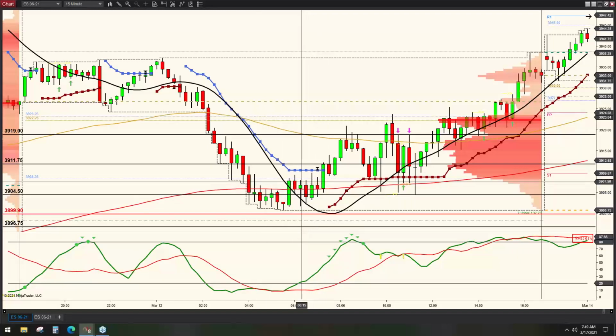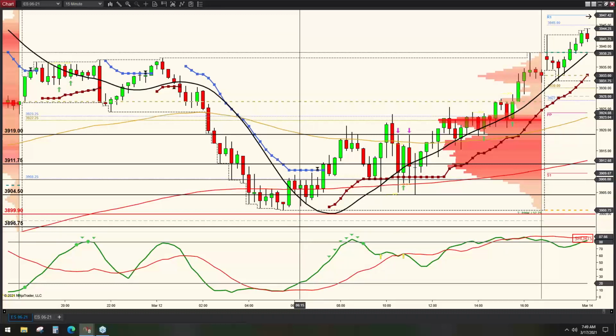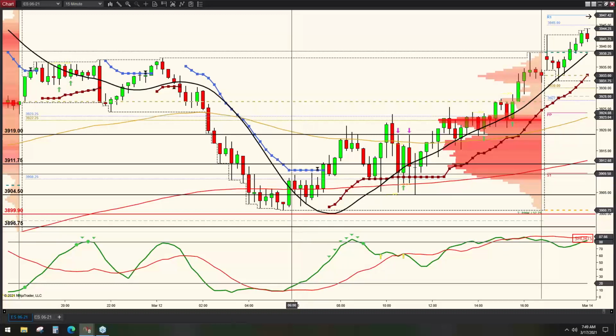So don't be married to any one size chart or even type of chart. You can test things out, experiment, and see what's going to work for the current environment, because it is ever changing, you guys. Okay, I hope that helps.